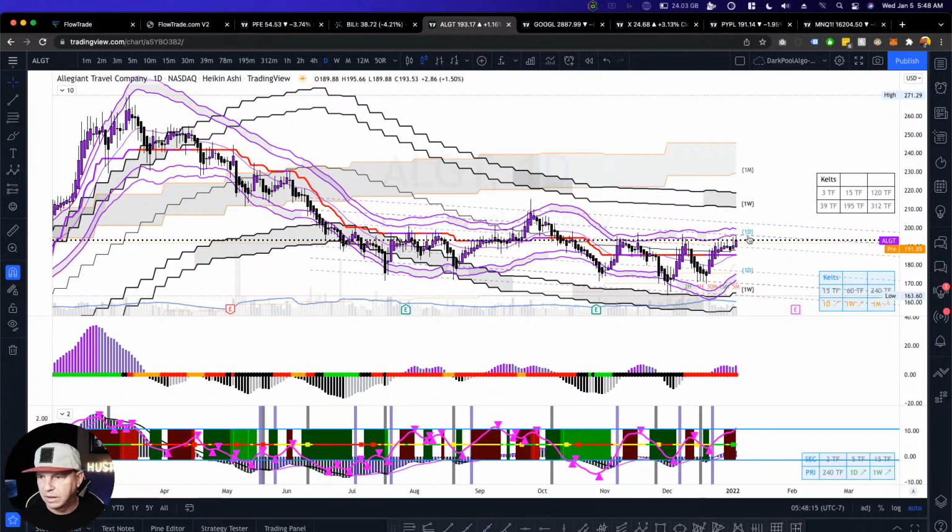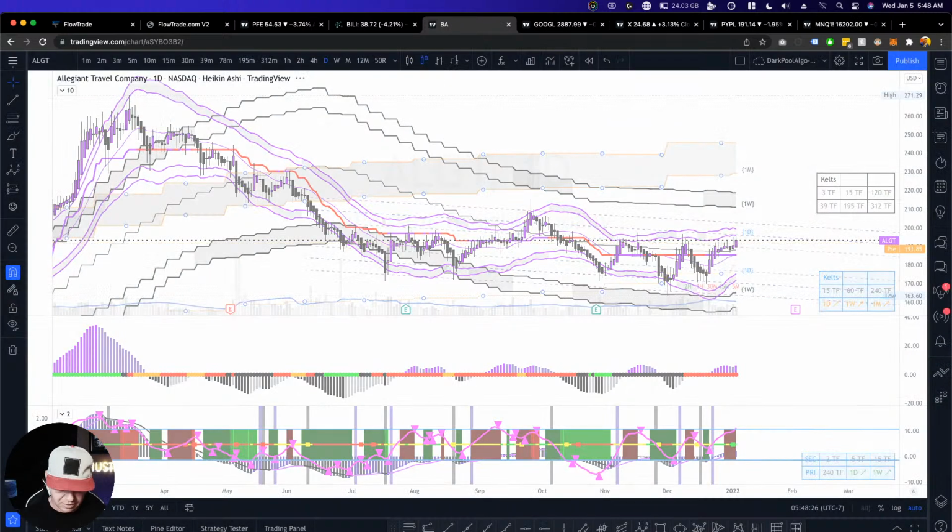That would mean Allegiant breaking previous highs at 197.50, and then I think it's an easy move up to 210. If you want to trade Allegiant, go ahead. You can also trade Boeing, right?